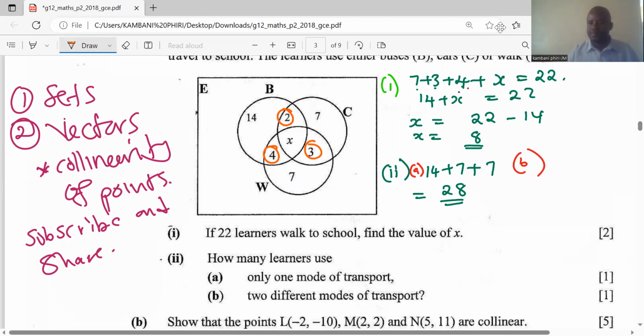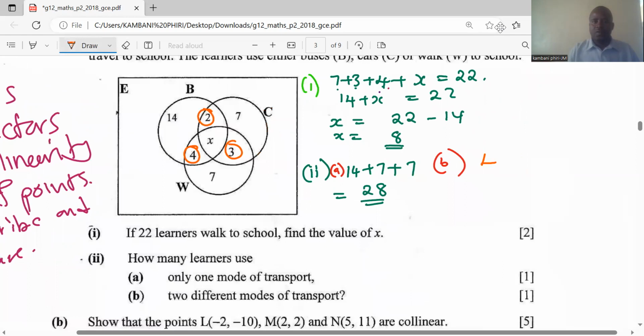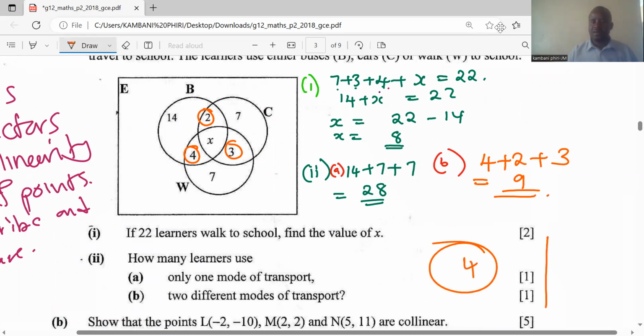So it is 4 plus 2 plus 3. 4 plus 2 is 6, plus 3 is 9. So this one is 9. Basically, that's how you get that. And you get your how many marks? Your 4 marks here. All right?